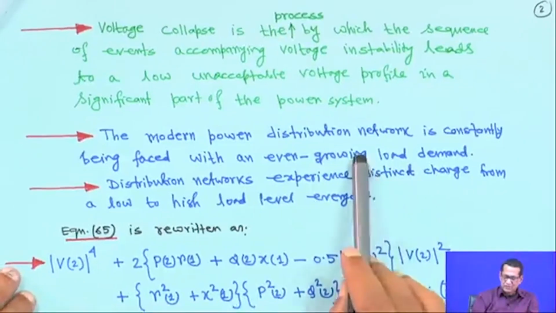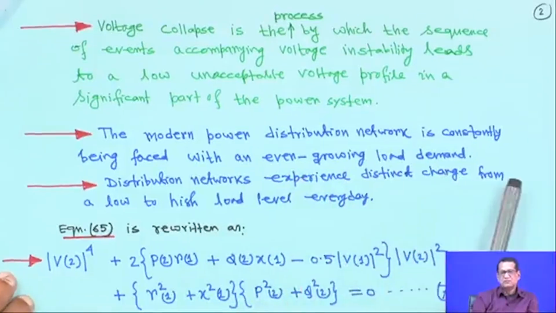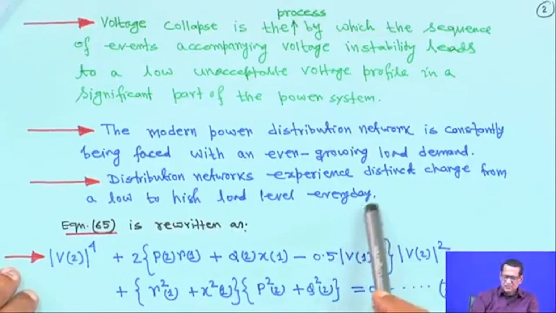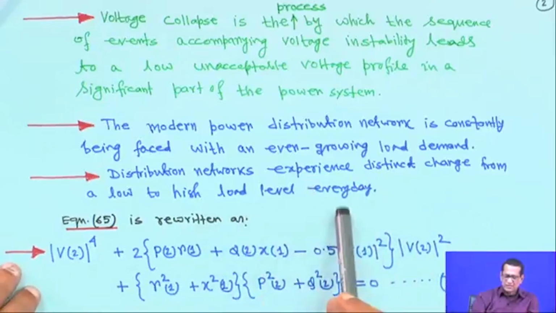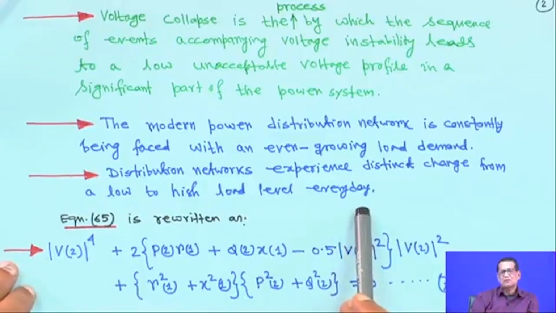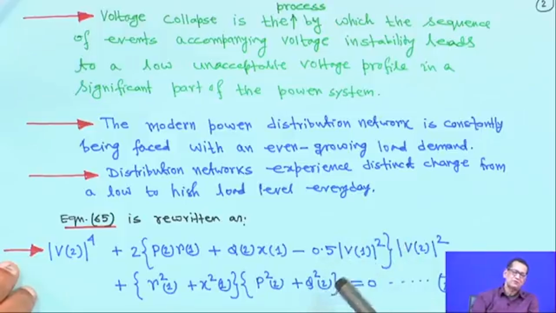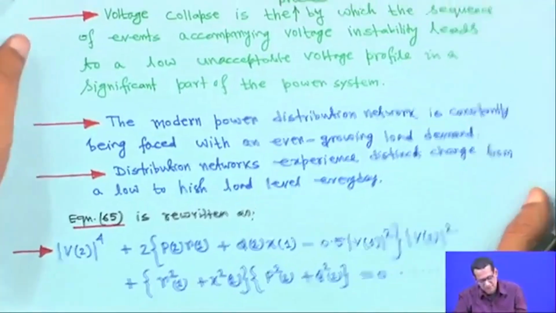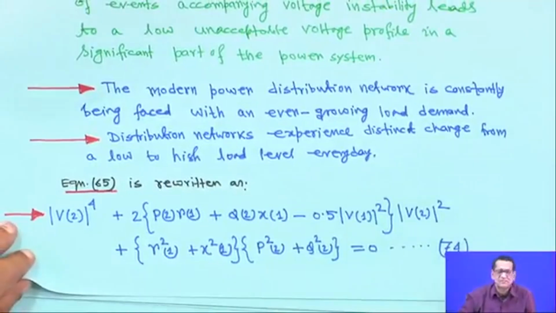The modern power distribution network is constantly being forced with an ever growing load demand, because load demand in the power system is increasing. That means on the distribution side, load demand is increasing. The distribution network also experiences a distinct change from a low to a high load level every day. If load increases, then naturally voltage magnitude will be low, so voltage will gradually decrease. This is an iterative process, and I will give you some idea about the voltage collapse.